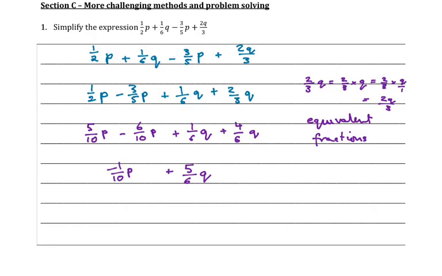Just to go back. So in this question, we have rearranged the expression. We've written 2q over 3 as 2/3 of q. And we have used equivalent fractions to add the terms together. Okay, moving on.